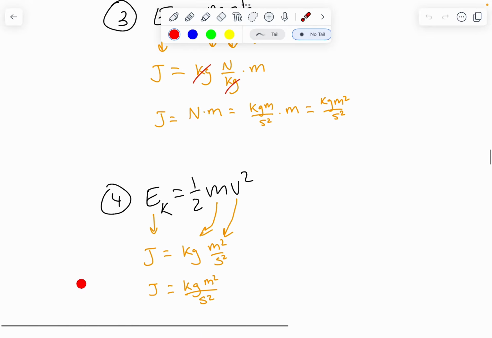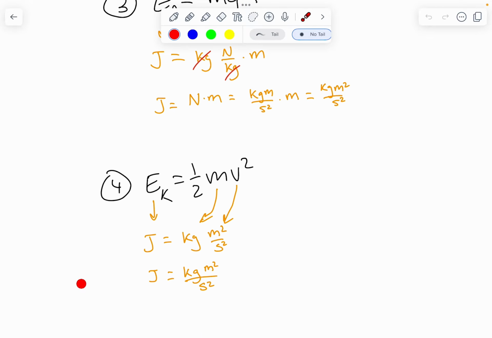Let's take a look at it from the kinetic energy perspective. Once again, kinetic energy measured in joules. Mass is kilograms, and we're taking velocity measured in meters per second. We're squaring it. That's going to give us a meter squared over a second squared. So a joule can also be thought of as a kilogram meter squared per second squared.